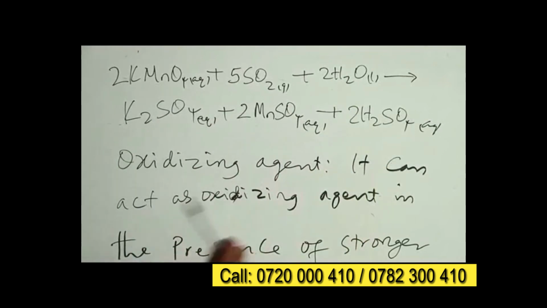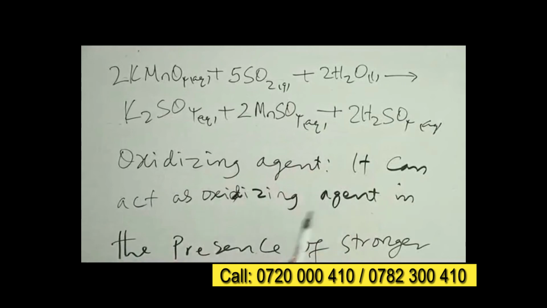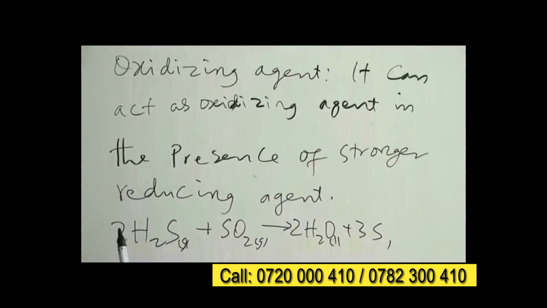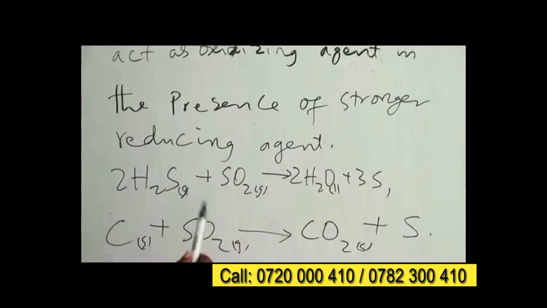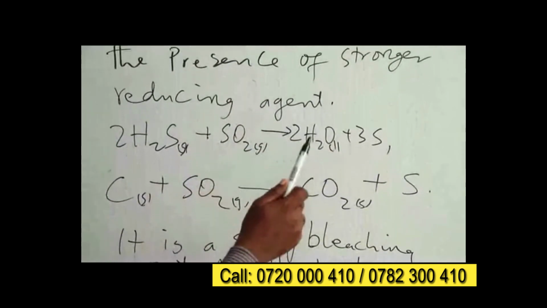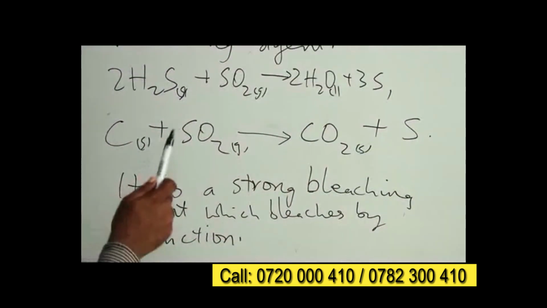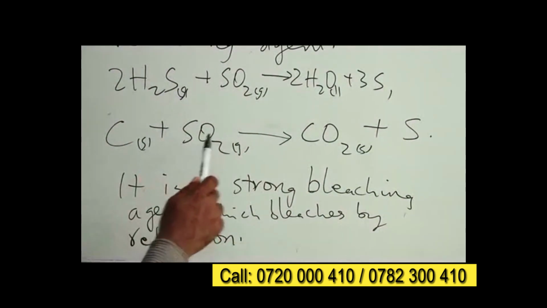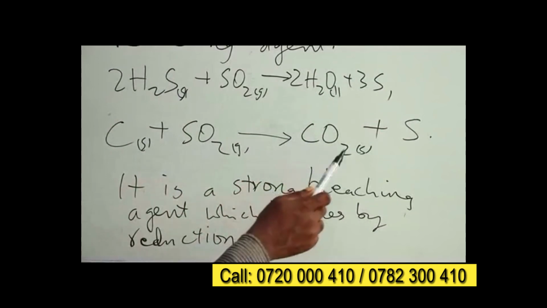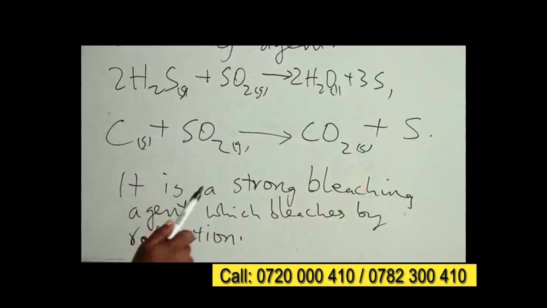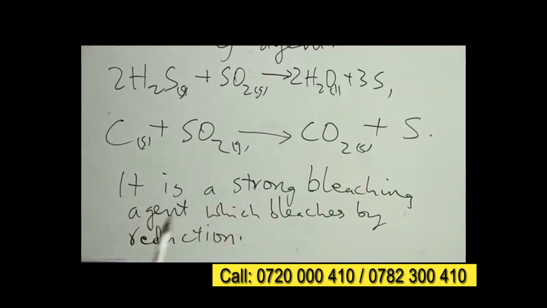Oxidizing agent. It can act as an oxidizing agent in the presence of a stronger reducing agent: 2H2S plus SO2 to give 2H2O plus 3S. Also CS plus CSO2 gas going into CO2 solid plus sulfur. It is a strong bleaching agent which bleaches by reduction.